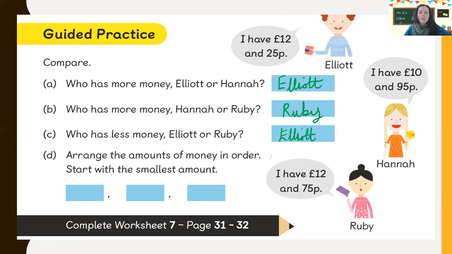Okay, arrange the amounts of money in order. Start with the smallest amount. So we know who has the least. Who has the least amount of pounds, least amount of money? That's Hannah. Who has the most? £12.75. That is Ruby. So nicely in the middle is Elliot.